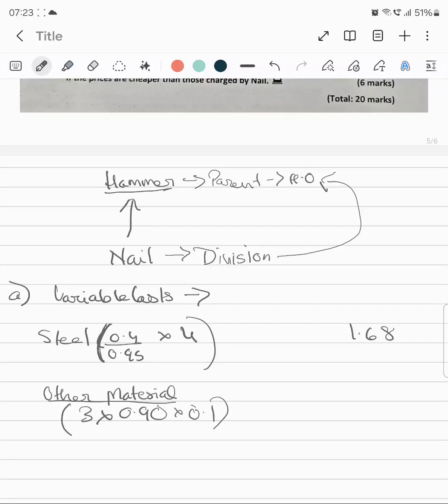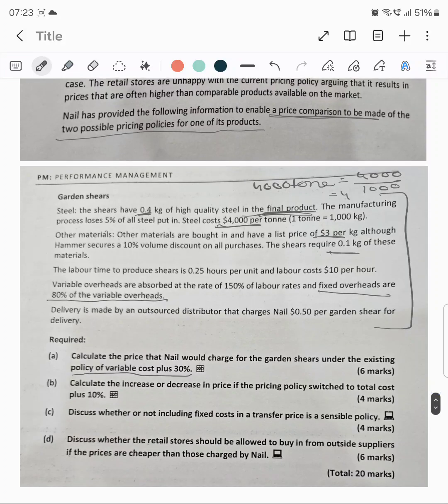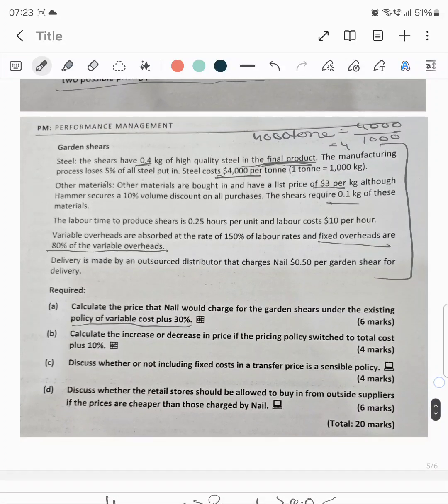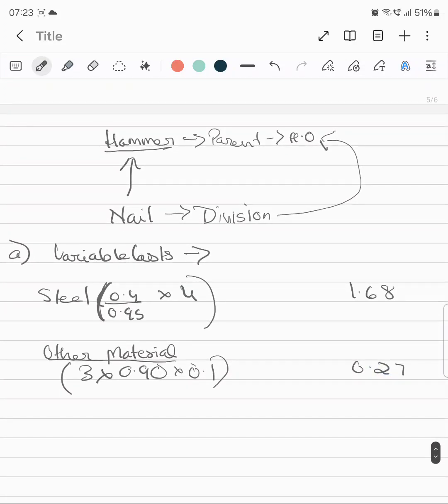Because when we read the question, we get to know that the main product which Nail is transferring to the hammer is garden shears. Okay, so we need to calculate how much material is being used for manufacturing of shears, whether it's material steel or other material. And now the labor time to produce shears is 0.25 per unit, so I'll include this as it is.